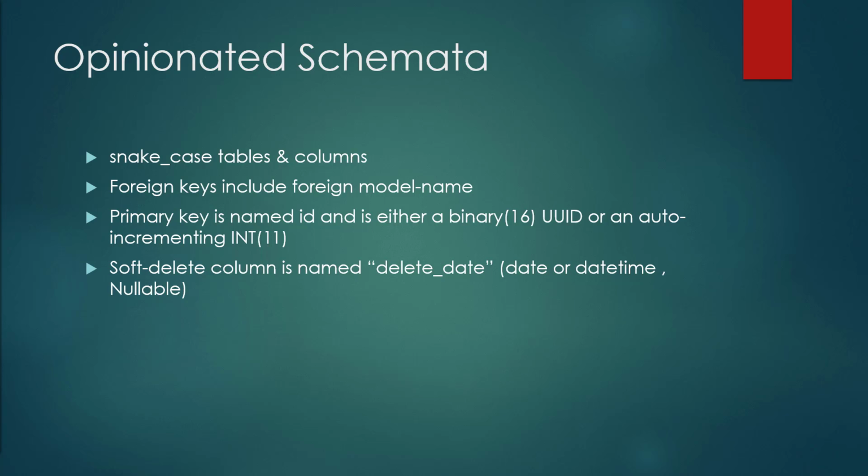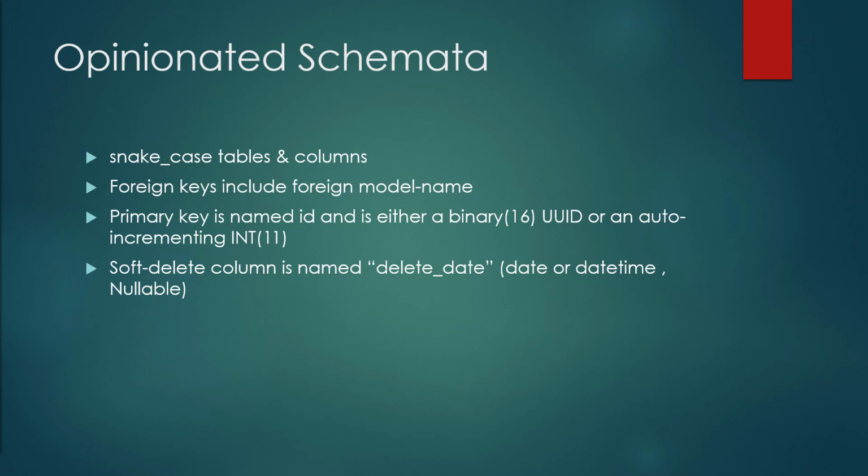So we assume the tables are snake case and the columns as well. We assume that the foreign keys include the foreign model name. So let's just say you have a blog post and you have an author ID, and that author ID represents a user ID in your user table. In that case, please call that author user ID, so the system can automatically make the assumptions that this author ID is not just any ID, but it's actually a user ID. So that there's a table user which carries an ID.